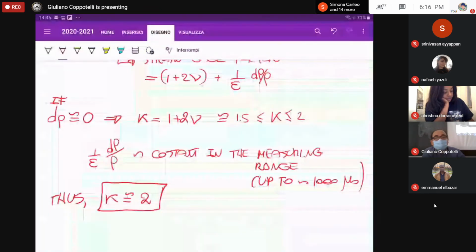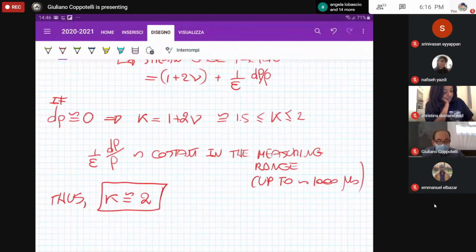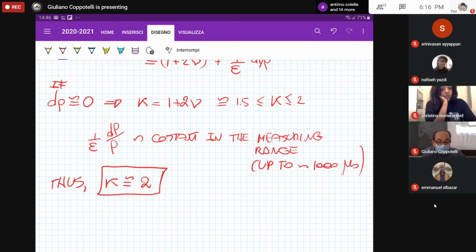Doubts on that? Now, the question is, how can we identify this K parameter? Can you actually repeat that? It was breaking up a little bit. What do you want me to repeat?